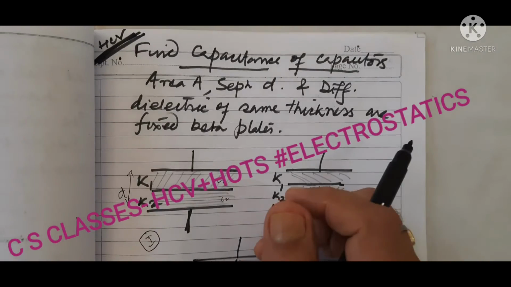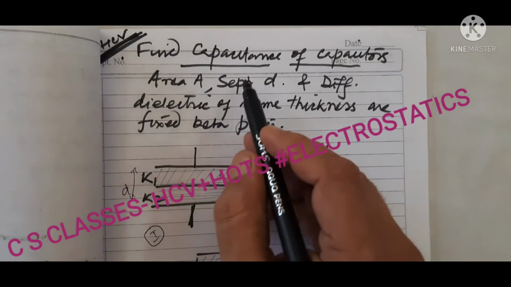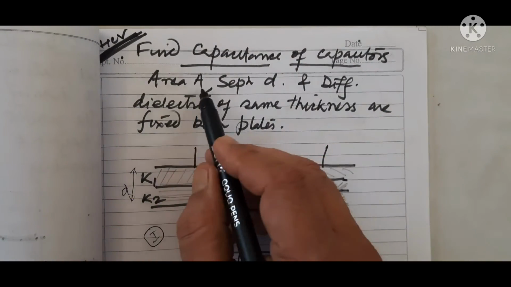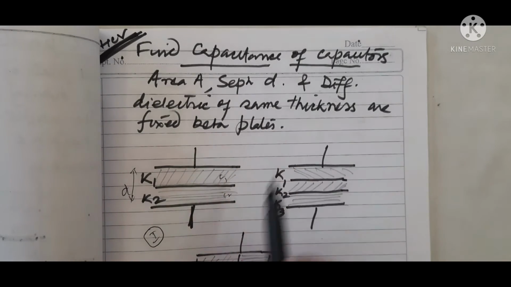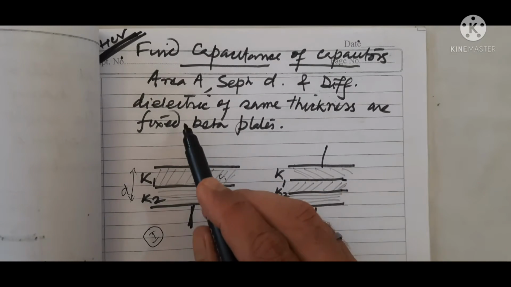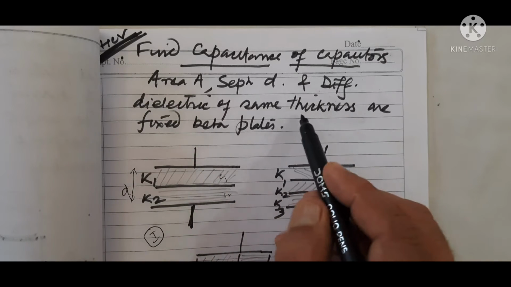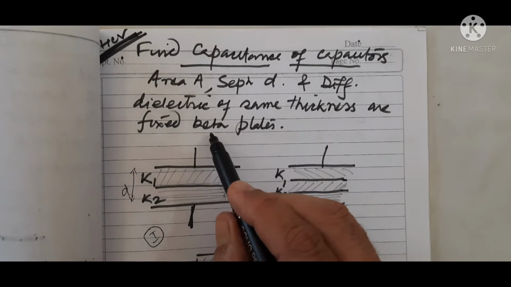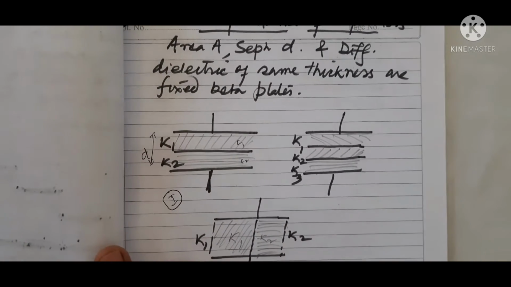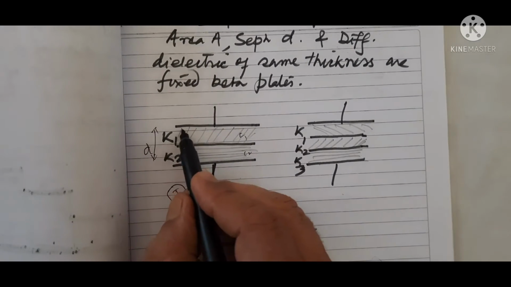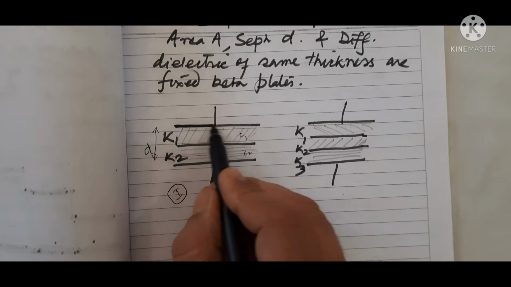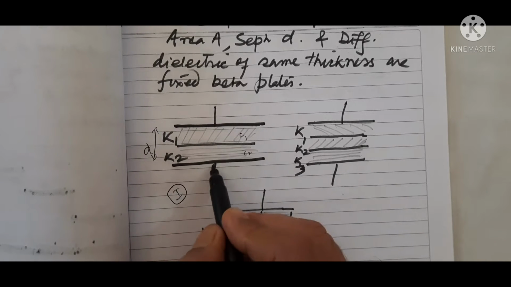Another interesting question of the HCV series: find the capacitance of the capacitors having the area A, separation D, and different dielectric constants or dielectric media of the same thickness fixed between the plates. The diagram is like that. This is a parallel plate capacitor.